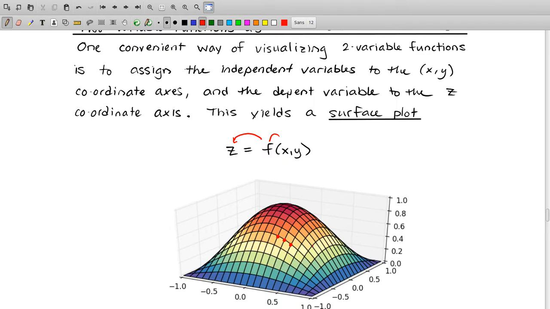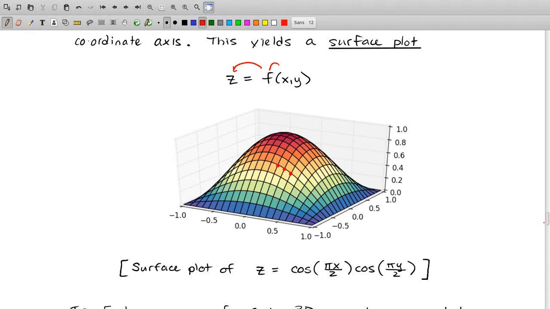And a lot of these software programs will color them very nicely using different sorts of color maps. I've chosen one here that has all the colors of the rainbow in it. This is the function here in this example, cosine pi x over 2 times cosine pi y over 2. That's 0 when x or y equal plus or minus 1. And so you get this nice box around there. But that just happens to be the function I chose, which produces this surface plot.